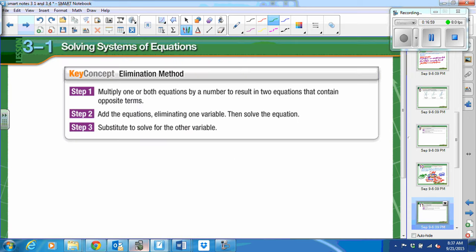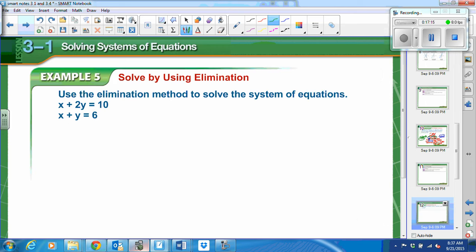Okay, elimination is when you have to multiply one or both equations by a number to result in two equations that contain opposite terms. And then you add the equations, eliminating one variable, and then solve the equation. So use the elimination method to solve the system of equations. In this case, it's actually really easy to eliminate x's, but I want them to have opposite signs so that I can add them and eliminate it.